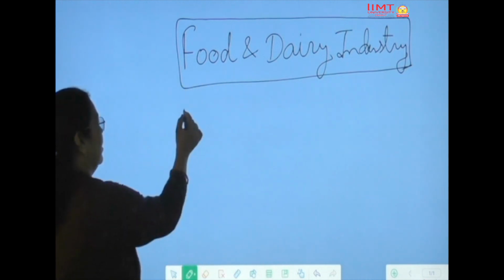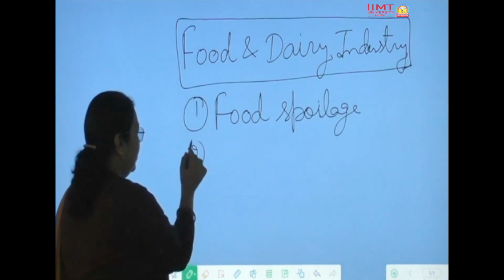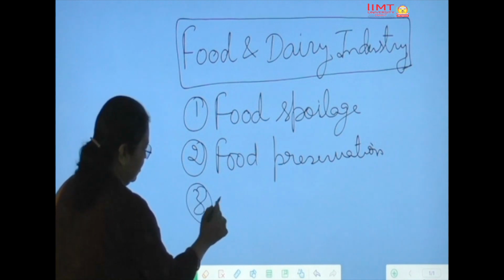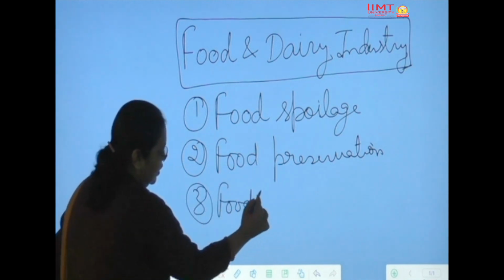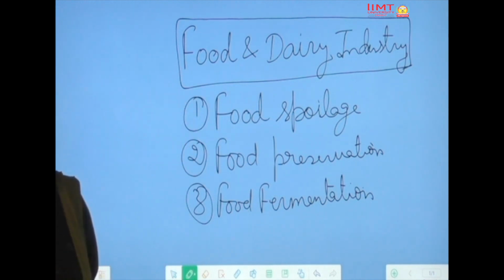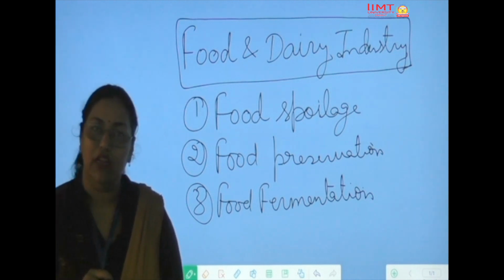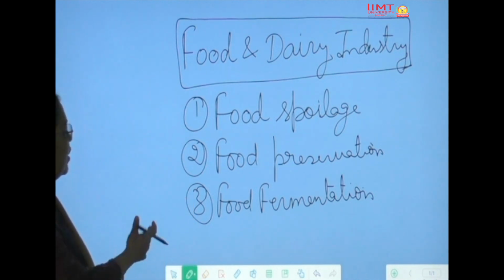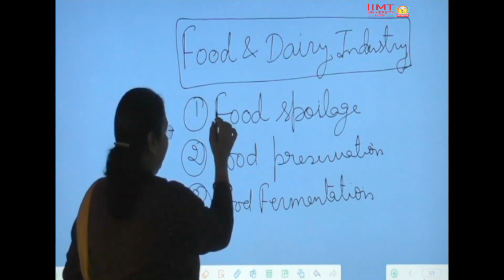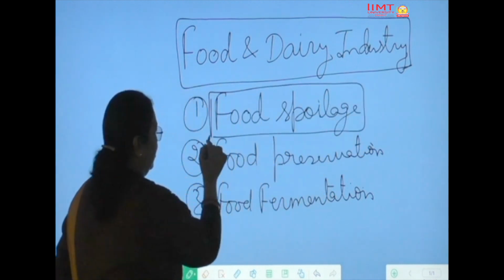The first is food spoilage, the other is food preservation, and the third is food fermentation. So if we see in food and dairy industries, there are three aspects wherein microorganisms are important for us. So let us take all these three aspects one by one. First of all, we will talk about food spoilage, right?